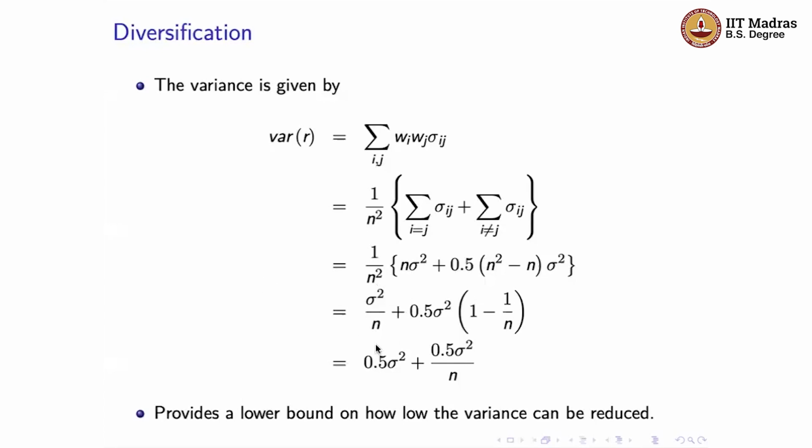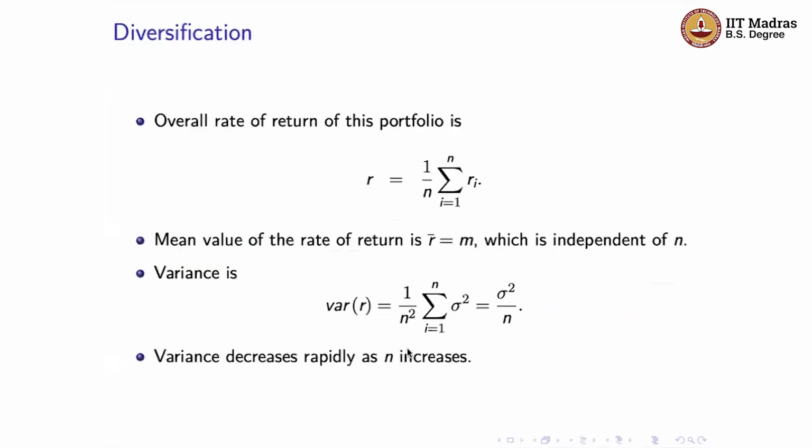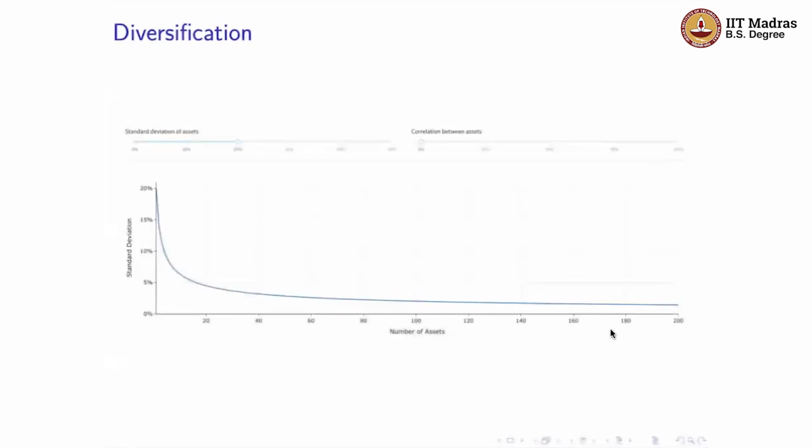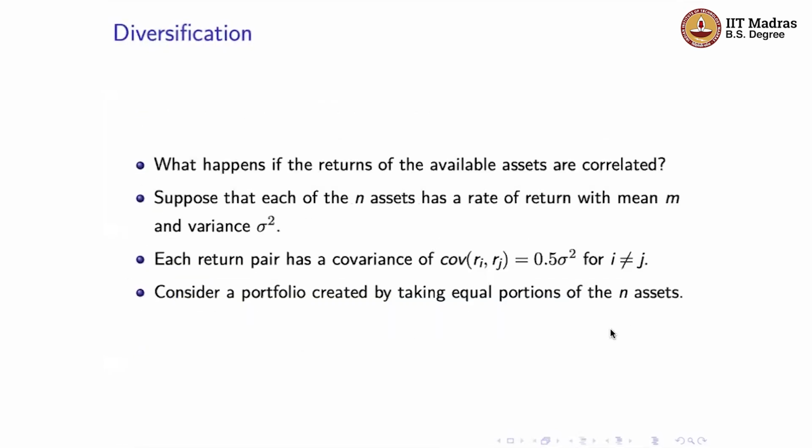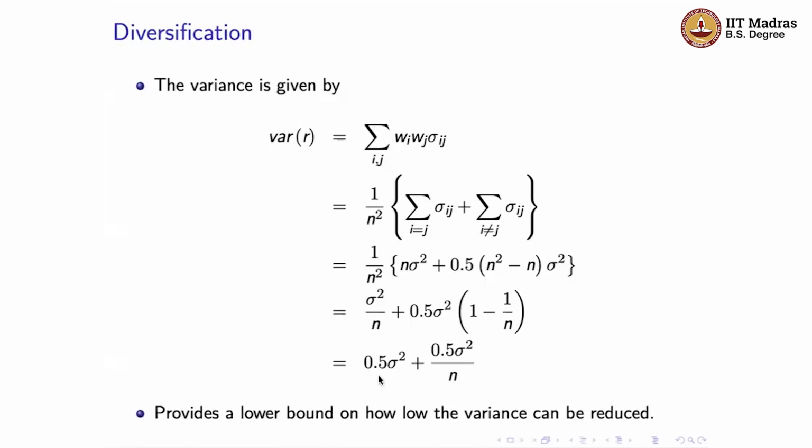And so we can also simplify this to end up getting 0.5 sigma square plus 0.5 sigma square by n, right? So the implication of this is that you can increase n as much as you want, but the variance is always going to be higher than 0.5 sigma square, right? Remember, in the previous result, if you increase n enough, the variance is going to go down to zero eventually, or approach very close to zero. But here, it doesn't matter how much you increase n, the variance is always going to be more than 0.5 sigma square, right? So this actually provides a lower bound on how low the variance can be reduced.